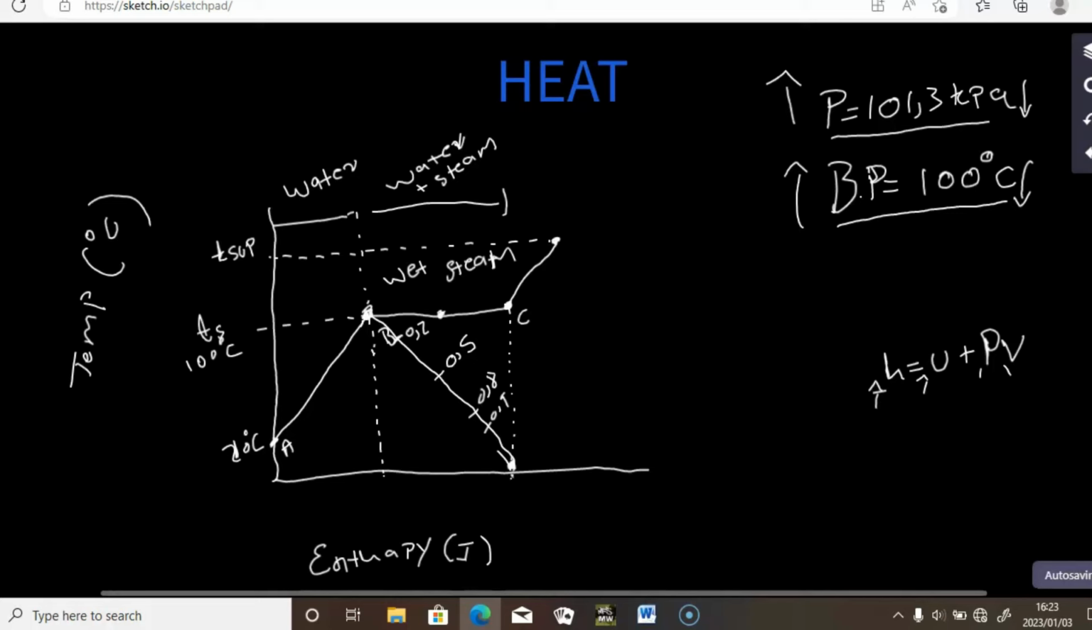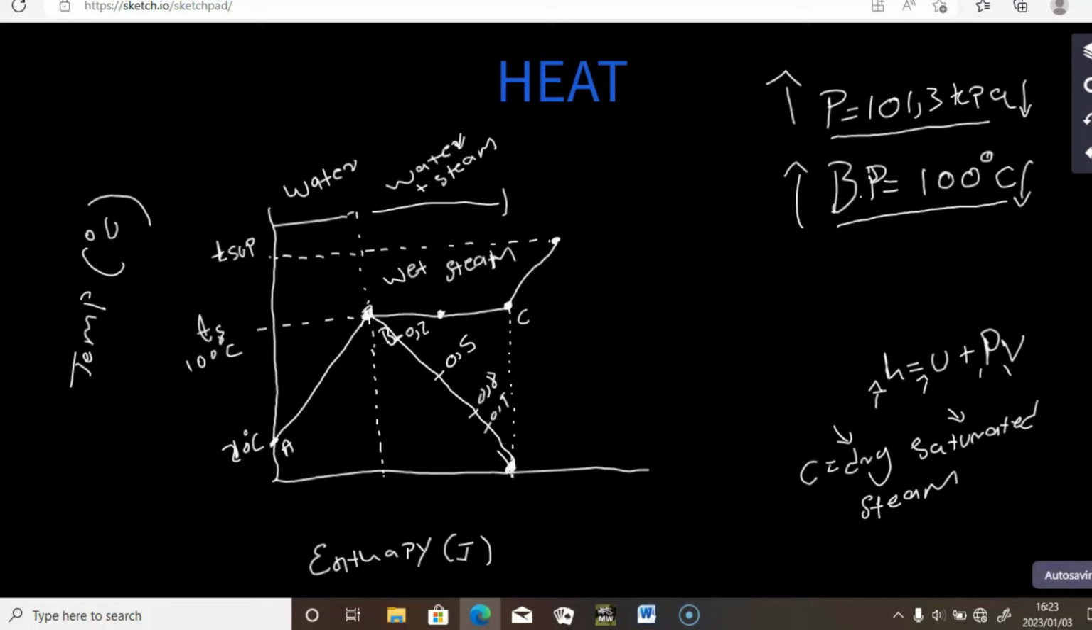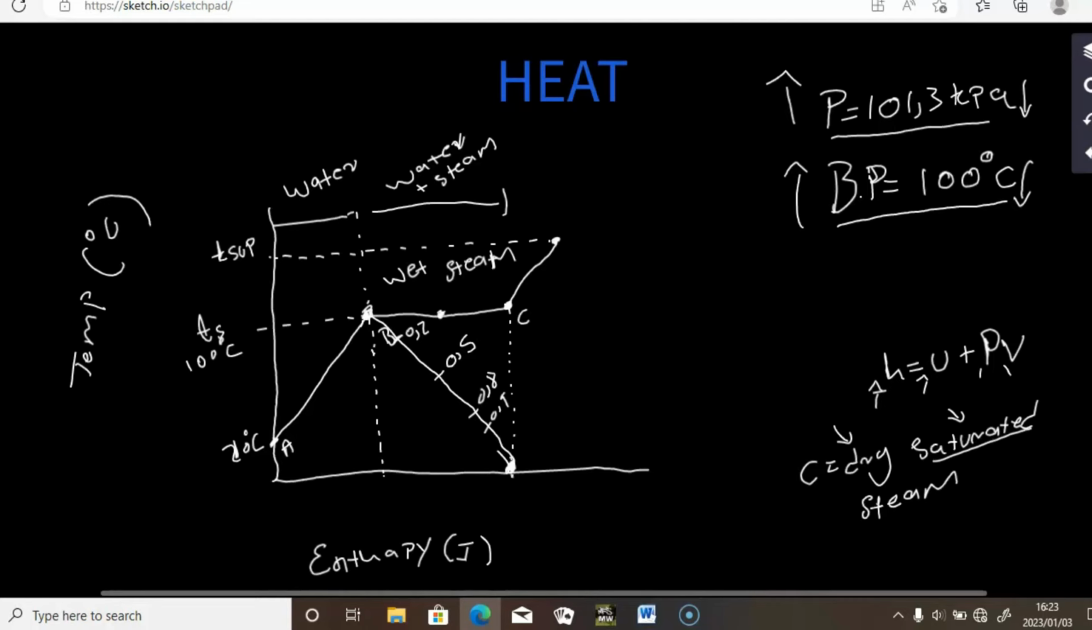Therefore, the steam that we get here, we call it dry steam. The steam that we get as C, we call it dry saturated steam. The reason why it is dry saturated is because there is no longer water in the steam. It's pure steam, 100% steam. And it is saturated because, yes, it is 100% steam, but it still has the saturation temperature, which is 100 degrees Celsius.